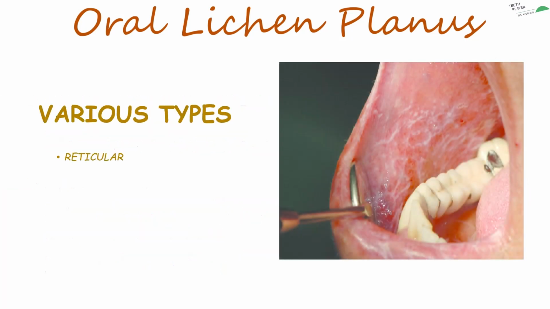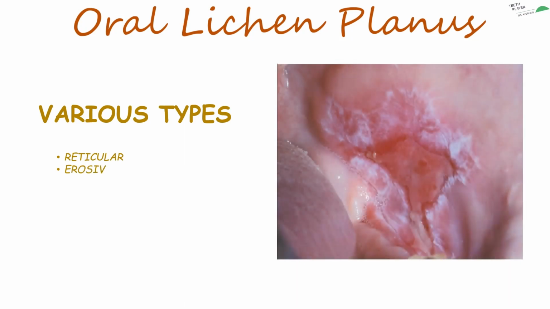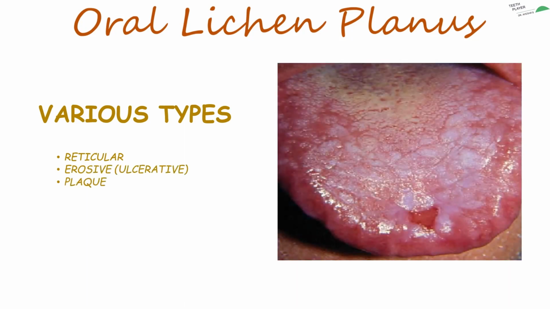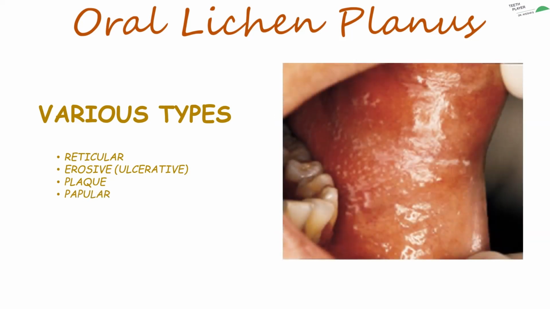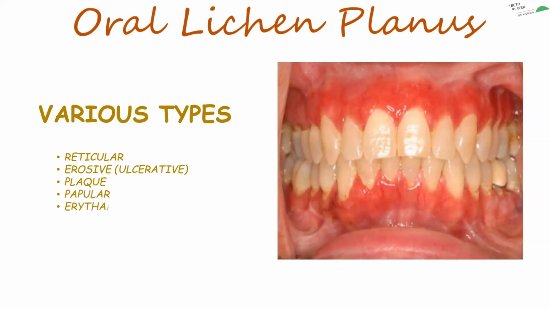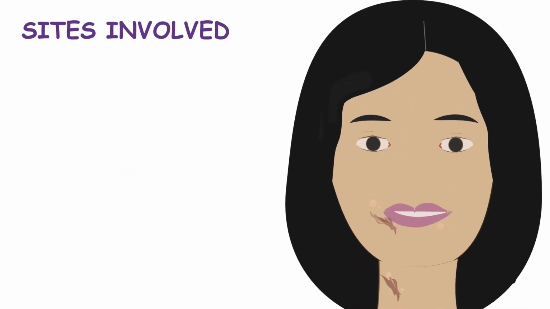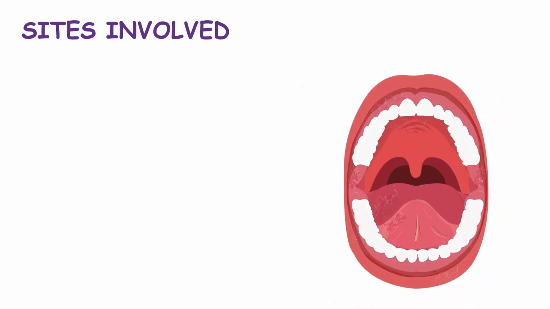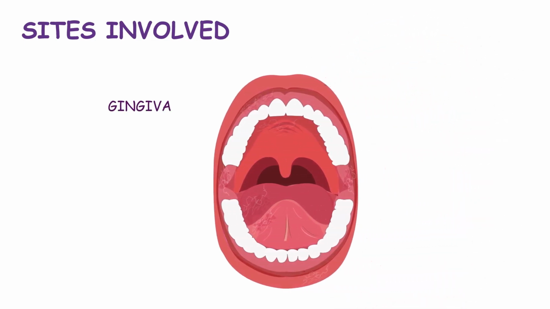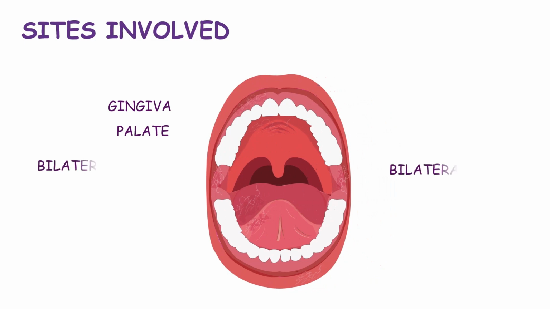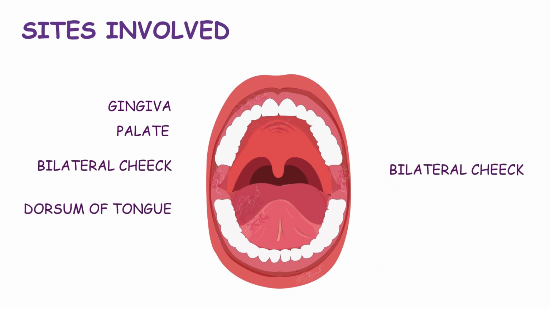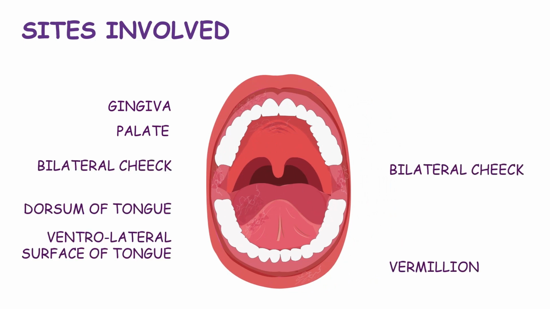Various types: the reticular type, erosive or ulcerative type, plaque, a papular type, and erythematous or atrophic. Lichen planus has various cutaneous and extraoral mucosal sites of involvement, but the intraoral sites affected by the disease are gingiva, palate, bilateral cheek, dorsum of the tongue, ventrolateral surface of tongue, and the vermilion.